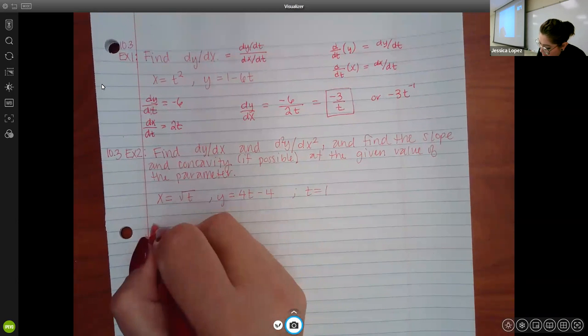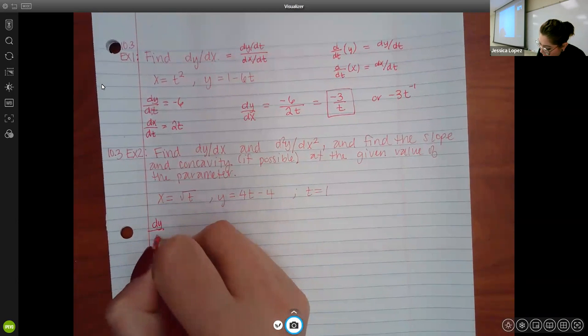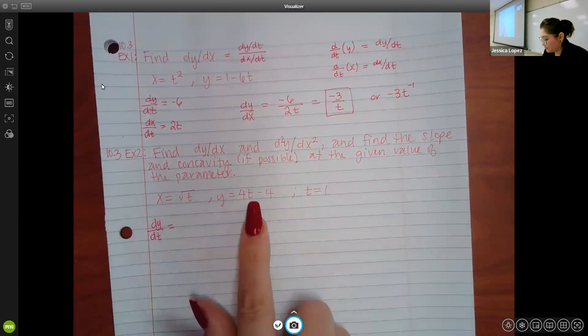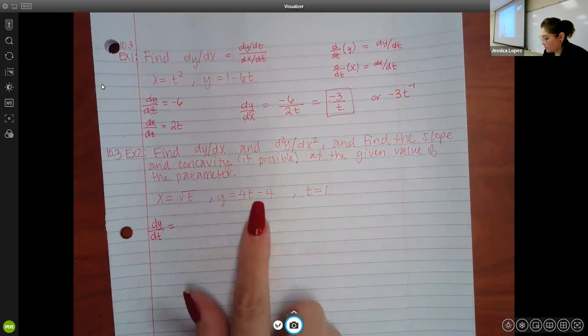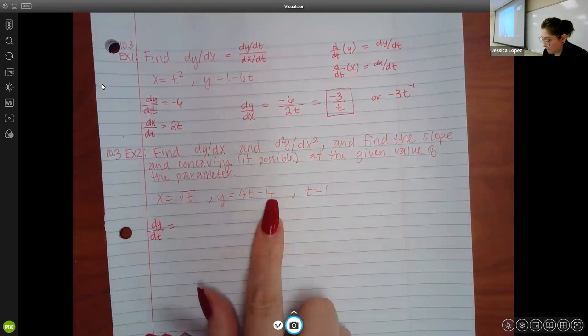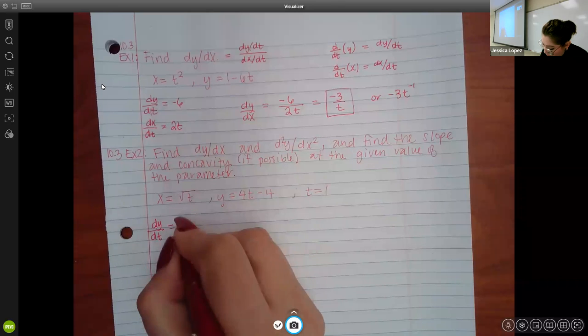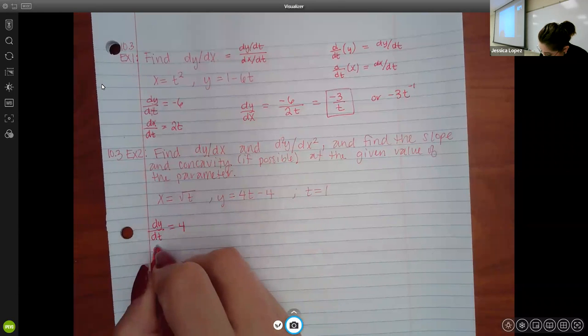So first up is dy/dx. We're going to find dy/dt first. What is the derivative of this expression with respect to t? It is 4 minus 0, so 4 only. And then dx/dt.